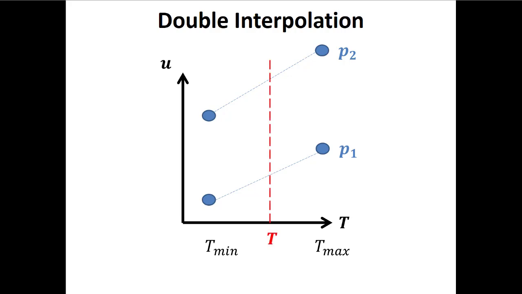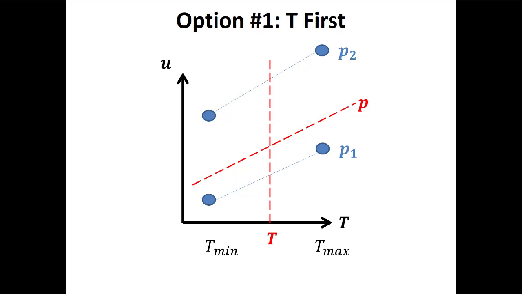Sometimes I'll know the temperature, which is in between T min and T max, and I'll know the pressure, which is in between P1 and P2. So my double interpolation means I can interpolate with temperature first, or I can interpolate with pressure first. My first option would be to interpolate with temperature first. Here I would find what my interpolation factor A is, where A is defined by my known temperature and my temperature range, just as we've defined A before.